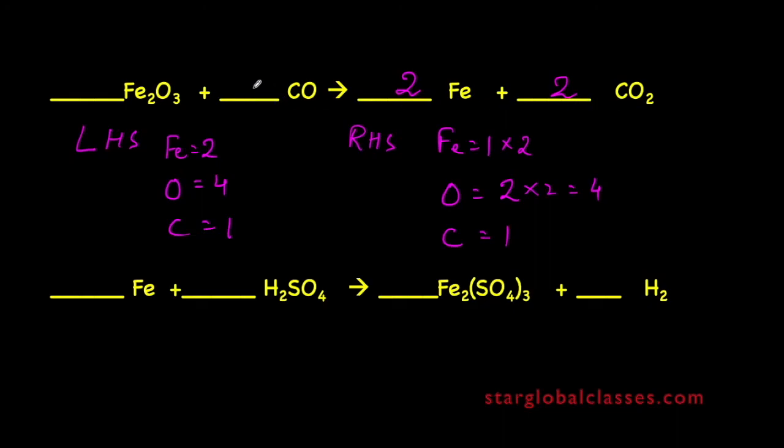So if I multiply this by 2, then the oxygen number will become 3 plus 2, 5. And here it is 2. So this 5 cannot be balanced by multiplying this 2 by 2 or 3. So we multiply this by 3.